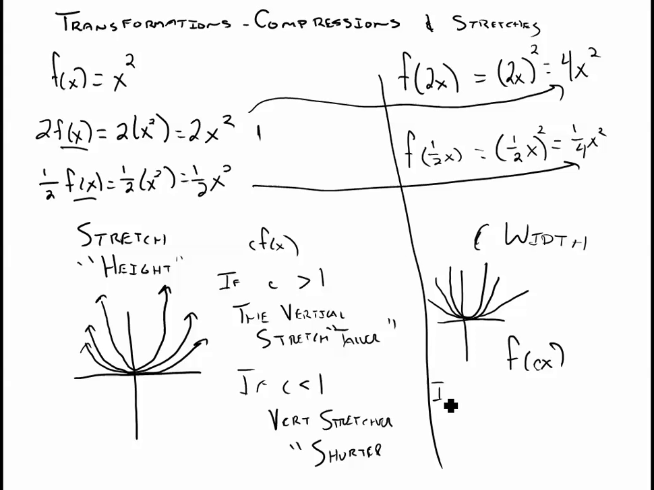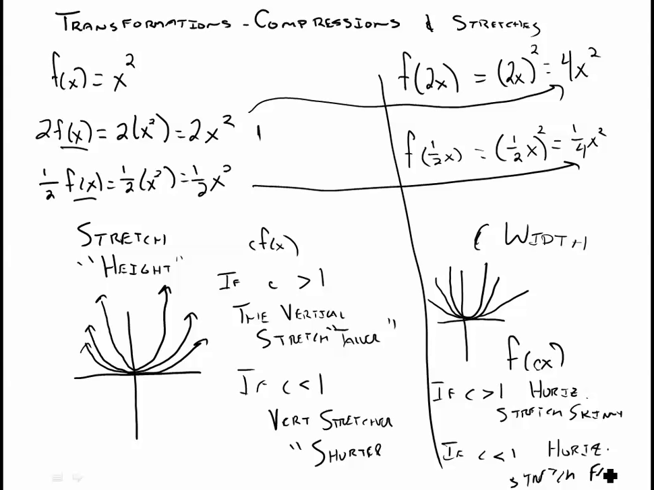If c is greater than 1, a horizontal compression, the graph is skinnier because the change has been horizontal to the inputs. And if c is less than 1, then a horizontal stretch. Fatter, wider.